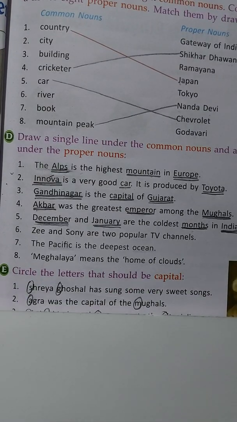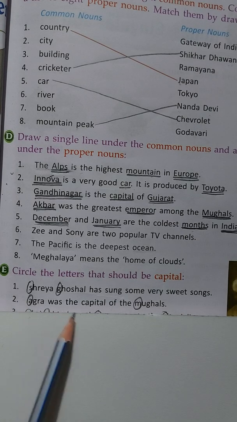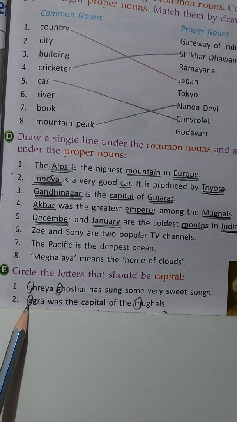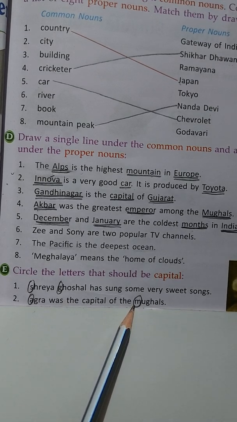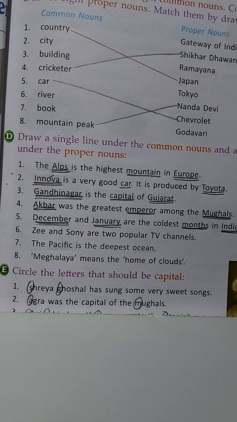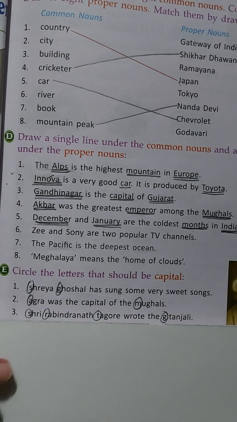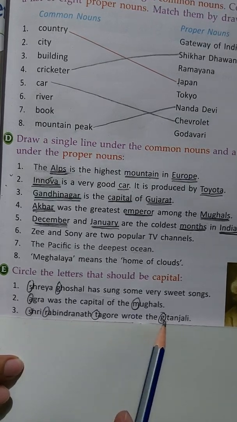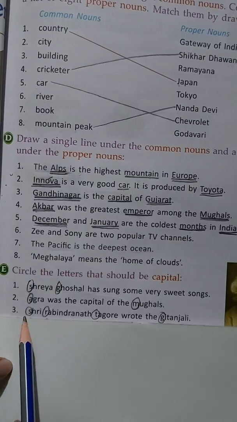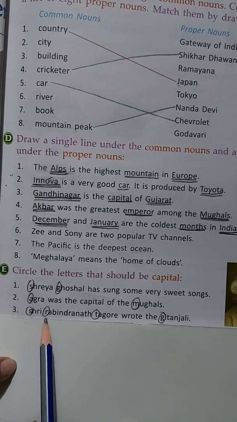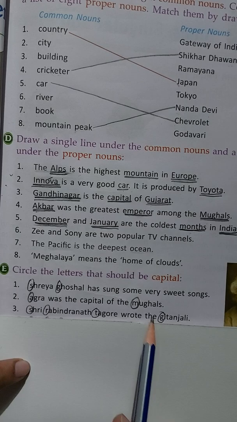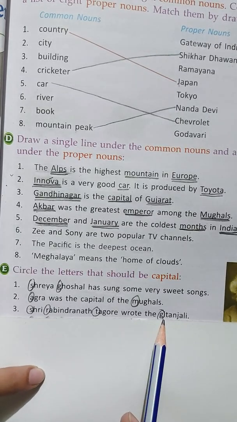Let's move to the second. Agra was the capital of the Mughals. Now here A of Agra should be capital because it's a specific name of a place, and M of Mughals should be capital. That is why we have encircled them. Next. Shri Rabindranath Tagore wrote the Gitanjali. Now here S of Shri, R of Rabindranath, and T of Tagore should be capital, and G of Gitanjali should be capital.